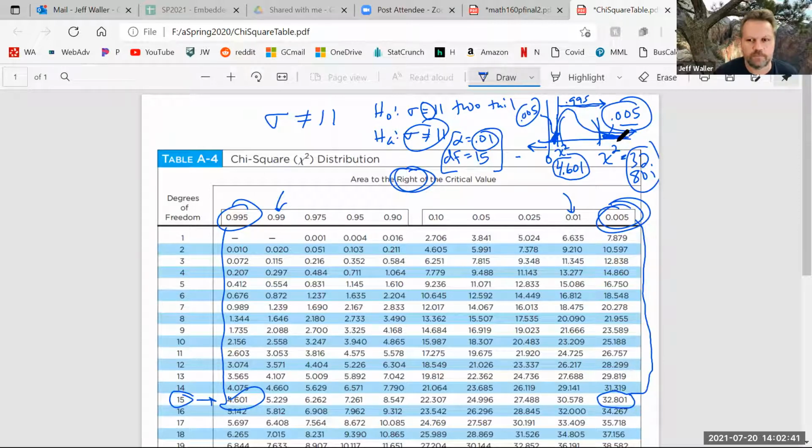Wait, could you say that one more time? So it's just like hypothesis tests we did before. Where does H0 think the sample's going to show up? Doesn't he think the sample's going to show up in the middle? Where does Ha think it's going to show up? Out here. So it's very much similar.